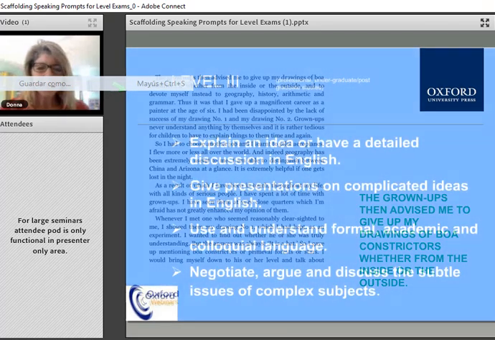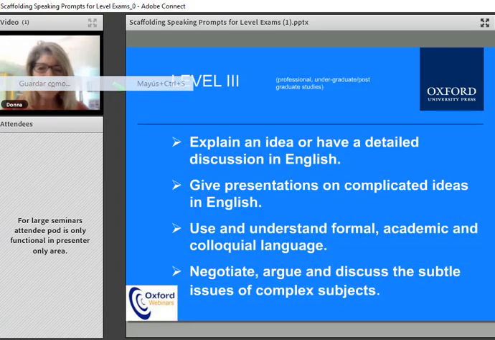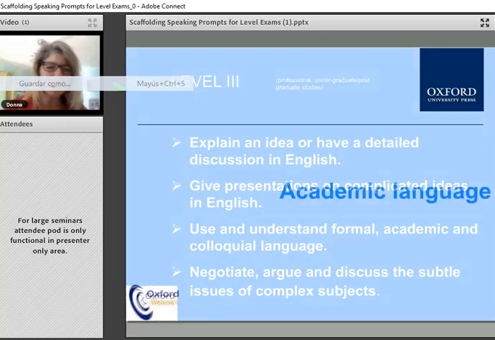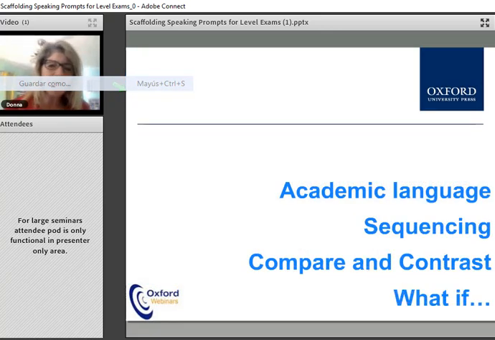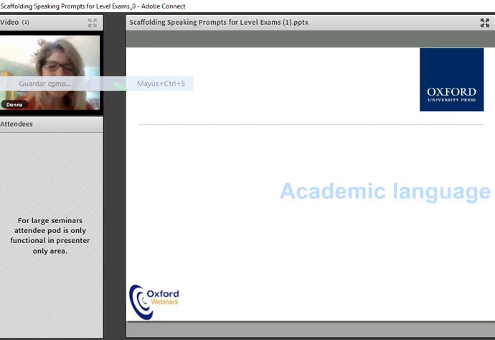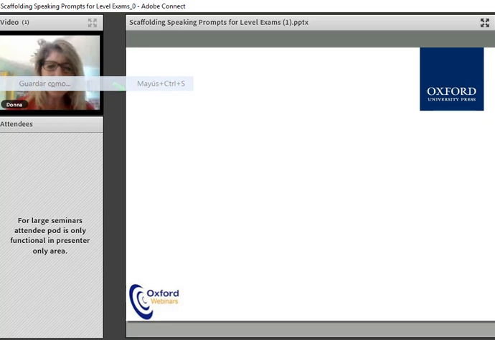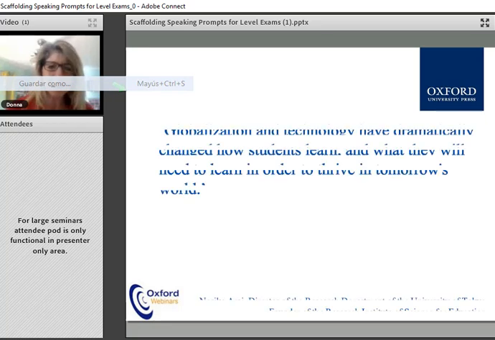So, are we ready for level 3? We're doing really well. We have about 5 minutes, I think. We can do level 3. We can do it. Let's see if we have a few more ideas we can come up with to help the higher levels. We're going to do the same thing. We're going to scaffold academic language, sequencing, compare and contrast, and the what if. So we're going to start.